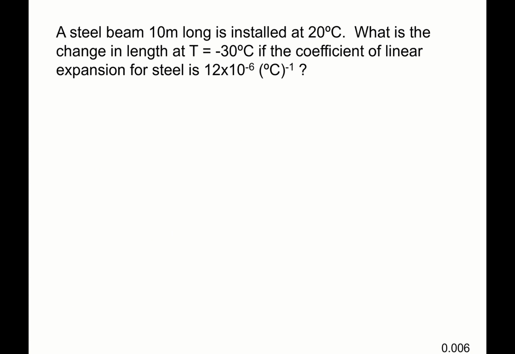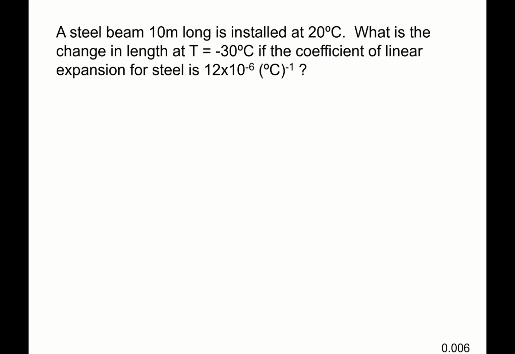All right, let's do a sample calculation. A steel beam 10 meters long is installed at 20 degrees C. What's the change in length if you cool it down to minus 30 degrees C? We're told the coefficient of linear expansion for steel is 12 times 10 to the minus 6 per degree C.